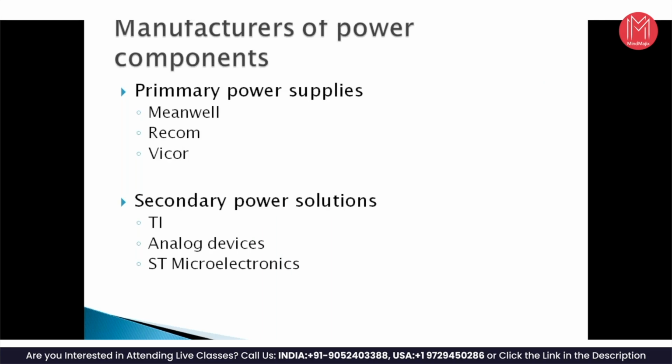Before we go to that, some of the manufacturers of primary power supplies are Meanwell, Recom, XP Power, Vicor. They are all primary power supply manufacturers. In secondary power solutions, you have Texas Instruments, Analog Devices, Active-Semi. They have ICs for the secondary power supply.